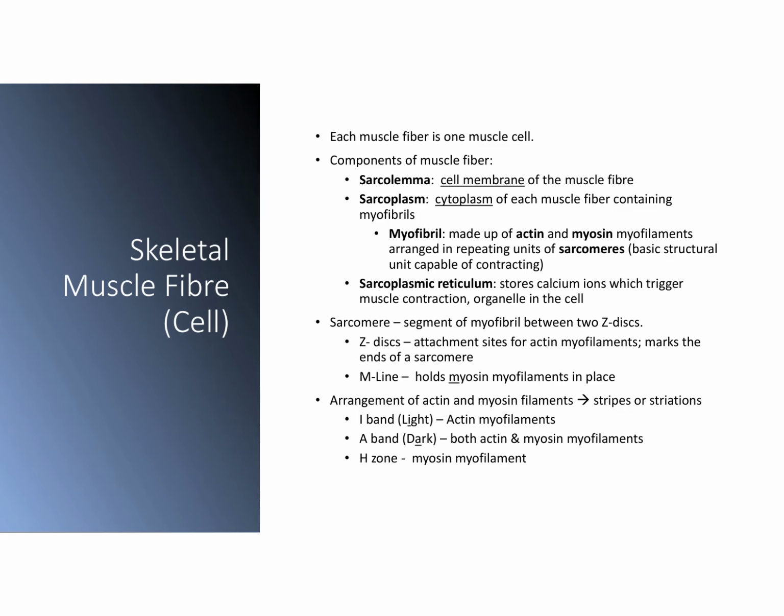Let us go deeper into the structure of a single skeletal muscle fiber, because understanding this level of detail is key to understanding how muscles actually contract. Each muscle fiber is essentially one cell. Its cell membrane is called the sarcolemma, and its cytoplasm is called the sarcoplasm. Inside the sarcoplasm, you find myofibrils, long, thread-like structures made of 2 types of protein filaments: actin, which is thin, and myosin, which is thick.